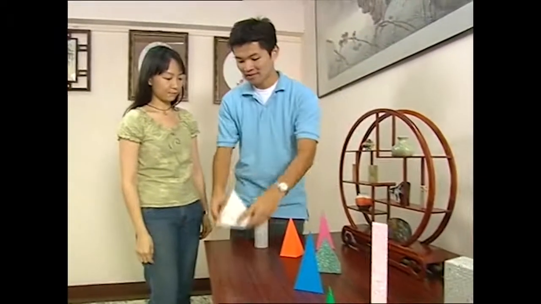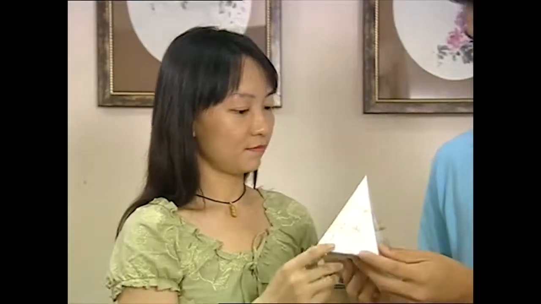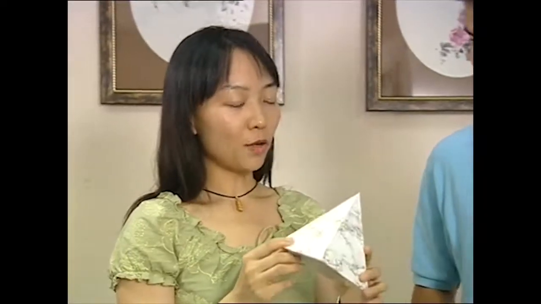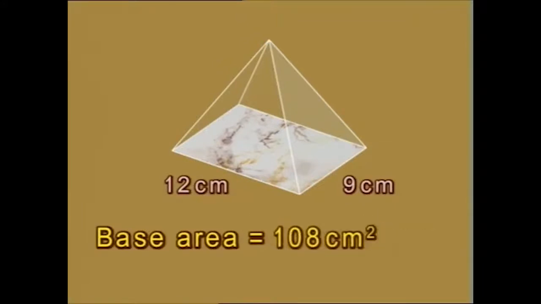Look here. These models were made by my students last year. They're really nice. How big is it? Oh, I think I have to use the formula to find the volume. I'll show you how. The base of the pyramid is a rectangle, 12 centimeters long and 9 centimeters wide. So the base area equals 108 square centimeters. Now, what is the height of the pyramid?